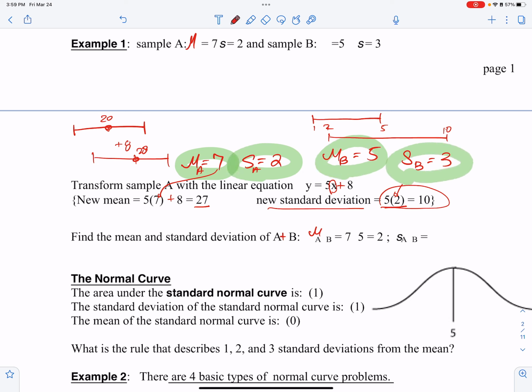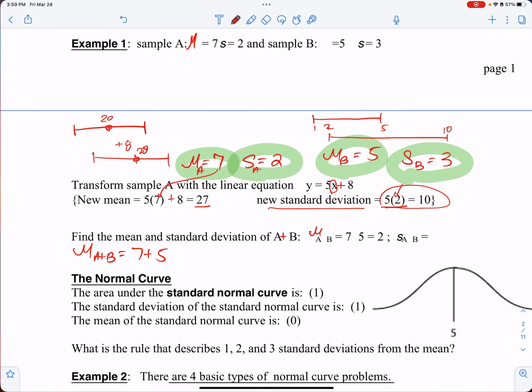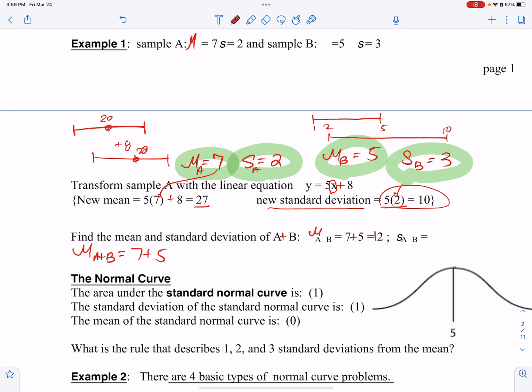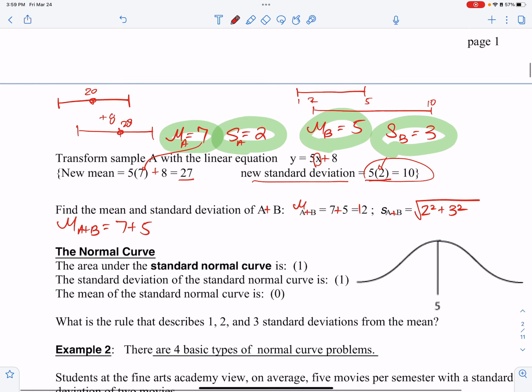To add A plus B, if I'm trying to find the mean of A plus B, that's just 7 plus 5, which is 12. But the standard deviation of A plus B is going to be 2 squared plus 3 squared, because you cannot add standard deviations, you can just add the variances.